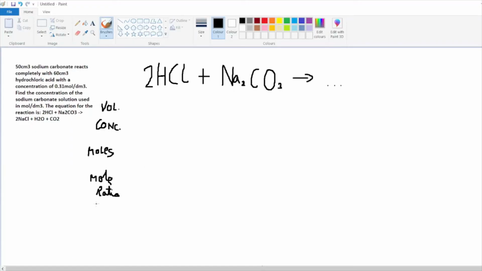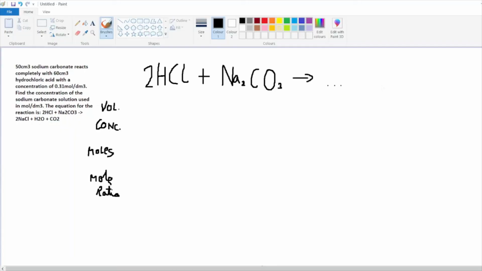The key to most of the quantitative chemistry questions is the mole ratios and being able to use those to convert the moles and figure out other substances' moles, and then you can go back up. The mole ratio is really the base of a lot of these calculations. But anyway, 50 centimeters cubed of sodium carbonate reacts completely with 60 centimeters cubed of hydrochloric acid with a concentration of 0.31 moles per decimeter cubed. Find the concentration of the sodium carbonate solution used in moles per decimeter cubed.